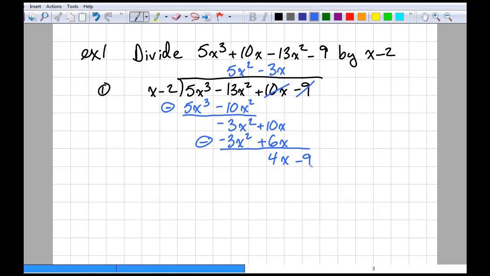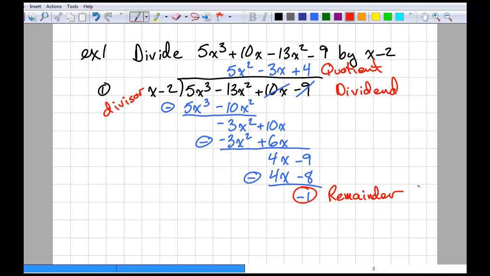And we start the process over again. What do I have to multiply x by to get 4x? Well, that has to be a positive 4. 4 times x is 4x. 4 times negative 2 is negative 8. And negative 9 minus negative 8 is like saying negative 9 plus 8, or negative 1.